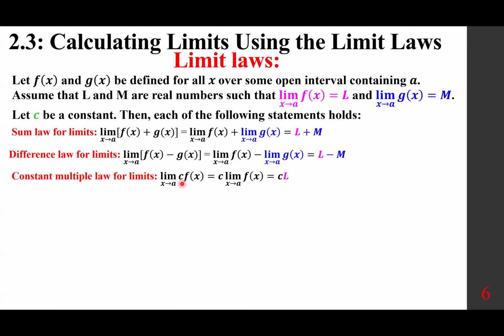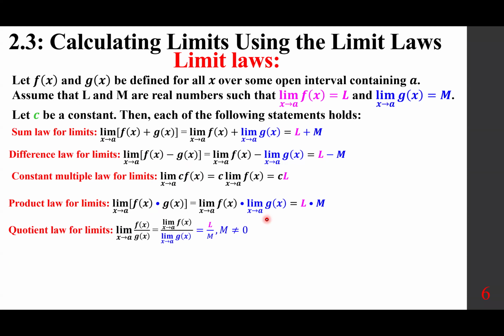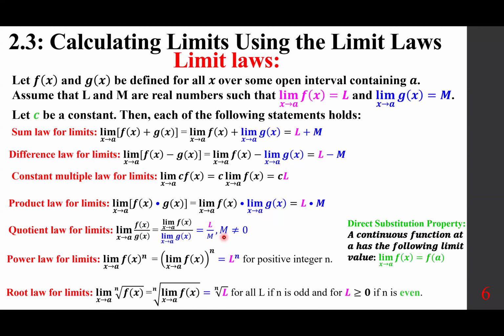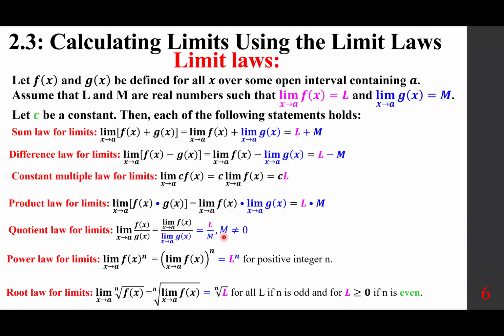Over here, if you have a constant multiple of the function, you can take the constant out. The limit of the product is the product of the limits, L times M. The limit of the quotient is the quotient of the limits, L over M. However, when it comes to a quotient, a fraction, the denominator can never ever be 0, and you want to be careful with that. And of course, the power law and the root law are the same thing as well.